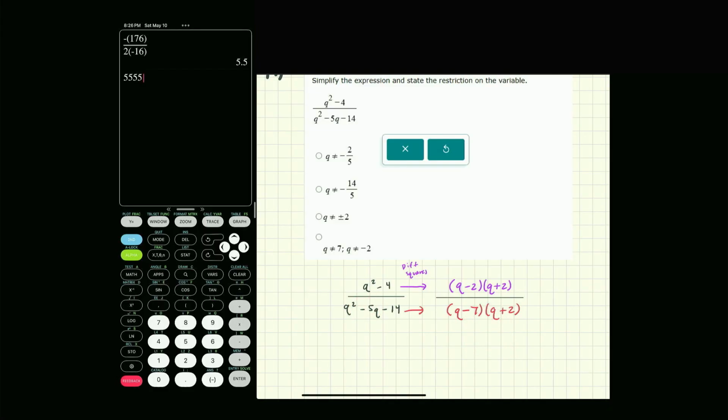Once you have everything factored, I recommend doing kind of the second part of this problem first. Find your restrictions right away. How do we do that? Well, restrictions come from the denominator.